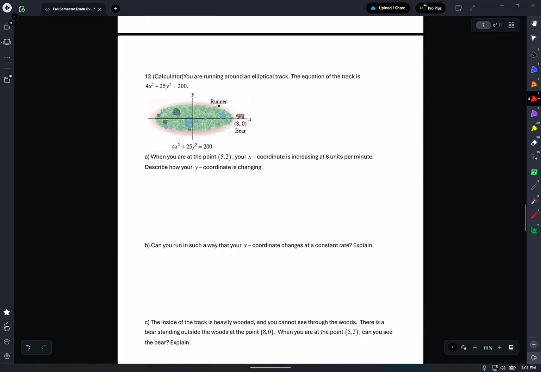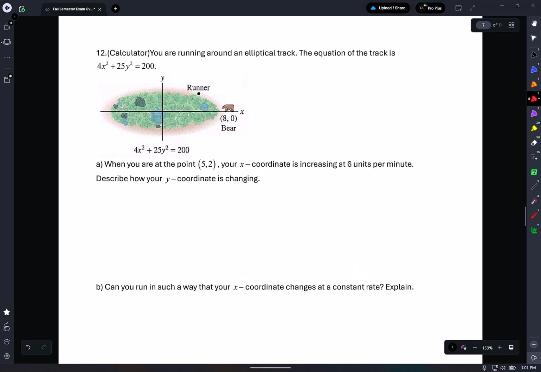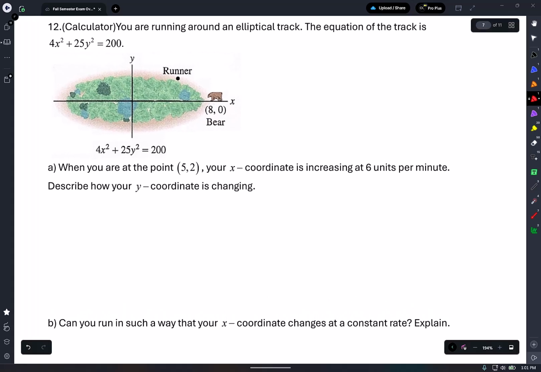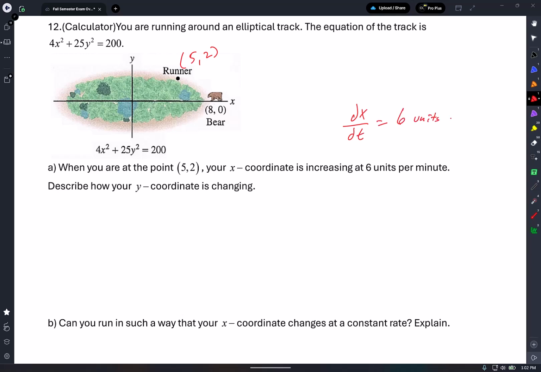Oh, the bear problem. Oh, man, guys, the bear problem got you guys. All right. You're running around an elliptical track. I know that you have this in color, so you couldn't really see the track, but there it is. When you're at the point 5,2, your x-coordinate is increasing at 6 units per minute. So dx/dt is 6 units per minute.